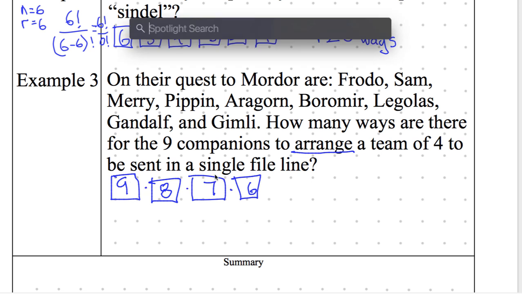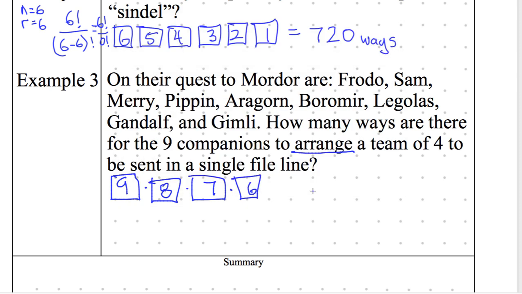Okay, so multiply these together and you get your answer. So here we go. Calculator, pull it out. 9 times 8 times 7 times 6 is 3,024 ways. So hopefully they don't argue about who goes where because they are going to have a lot of different ways to arrange their team of 4.